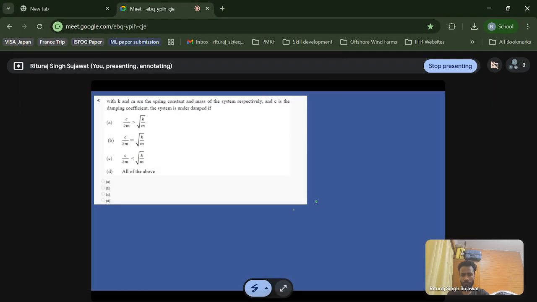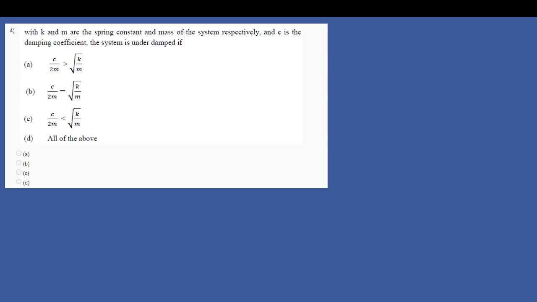Sir, option C. Option C. Yes, sir. Okay, so underdamped, what is the condition for underdamped? Sir, the third, because it should be less than root k upon m. Yeah, it's critical compared to the second condition, I think. So C by 2m, what is C by 2m? Sir, C by 2m is the damping coefficient and mass, k and m.